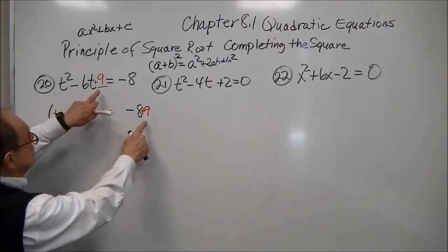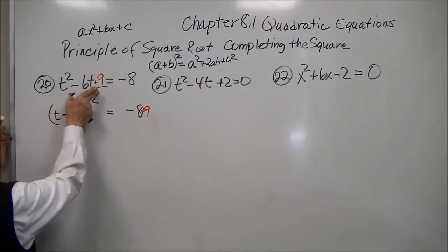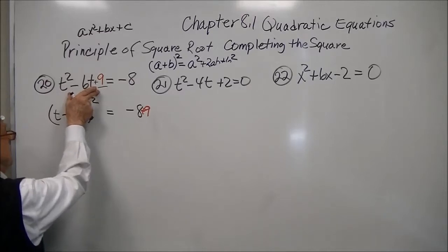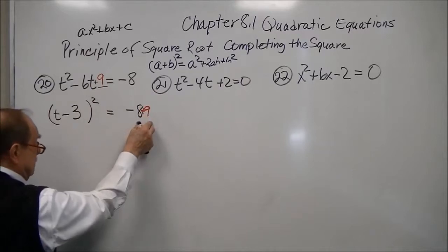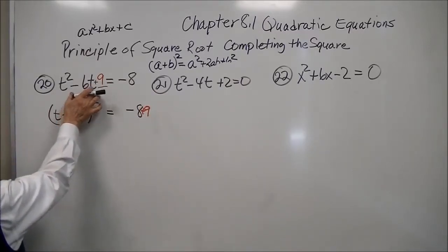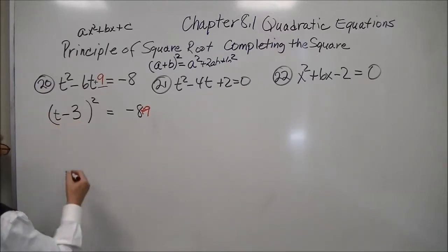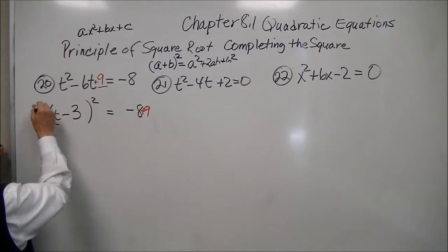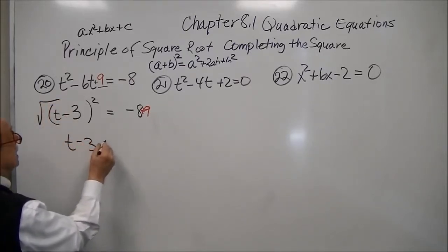Now this is super important because this is where students may mess up. You've made this now a perfect square trinomial by adding 9 to this side. To keep it an equation, you have to add 9 to the other, and then you're going to factor this using this technique or whatever technique you use. So now we're going to take the square root of that. That just gives me t minus 3.